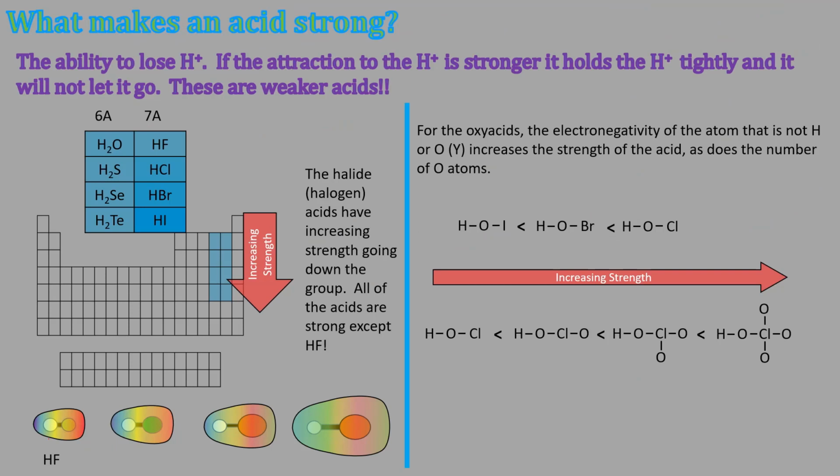All right, so what makes an acid strong? It's the ability to lose hydrogen. So if an acid loses its hydrogen very, very easily, then it's a strong acid. And if it keeps most of its hydrogen, so the anion keeps the hydrogen intact and doesn't release it, then it's going to be weak.